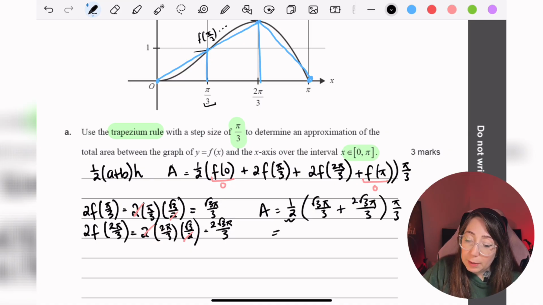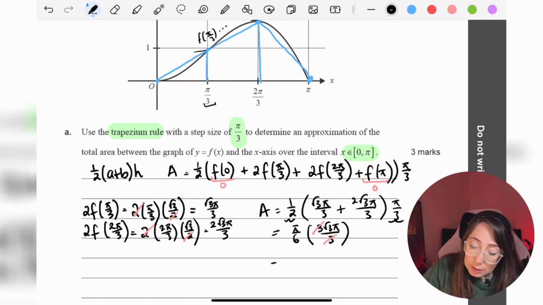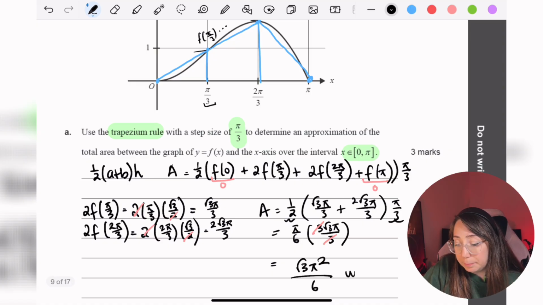I'm going to go ahead and multiply the half and the pi on 3. So that will give me pi on 6. And then on the inside, that will be 3 root 3 pi on 3. The 3 and 3 should cancel out. And so what we'll be left with is root 3 pi squared on 6 units squared as my final answer.